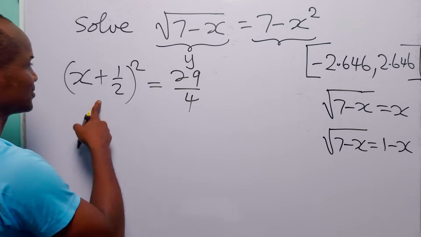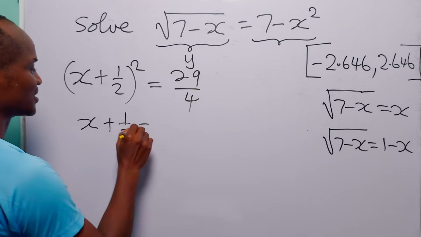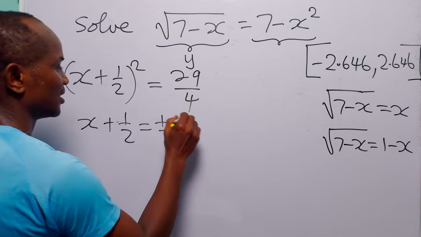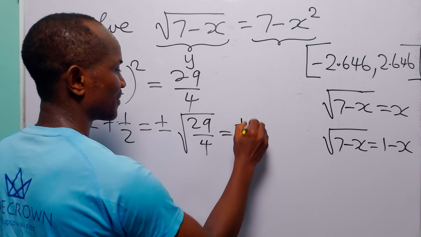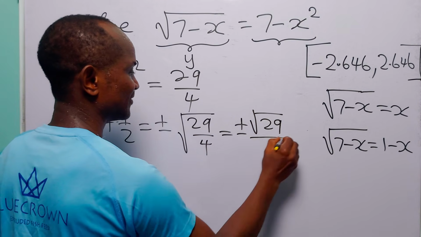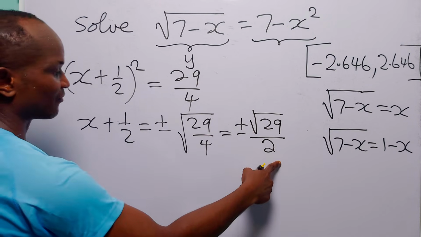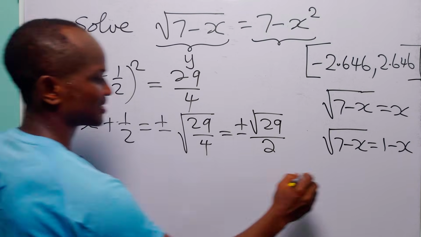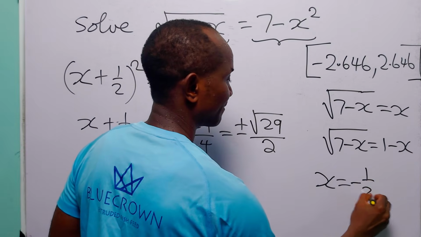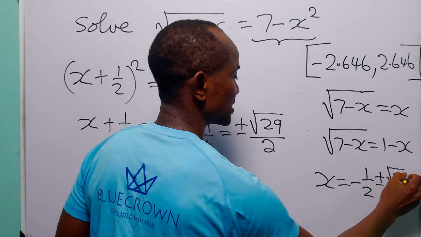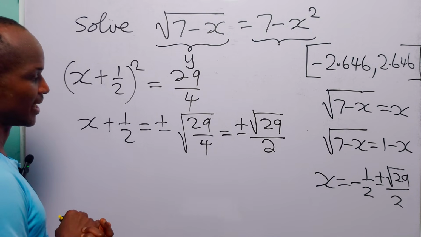Now all that is left is to take square root of both sides of this equation. When we do that, we have that x plus half is equal to plus or minus the square root of 29 over 4. Now this is equal to plus or minus the square root of 29 divided by the square root of 4, which is equal to 2. Subtracting half from both sides of this equation, we have that x is equal to minus half plus or minus root 29 over 2. So already we have two values for x.